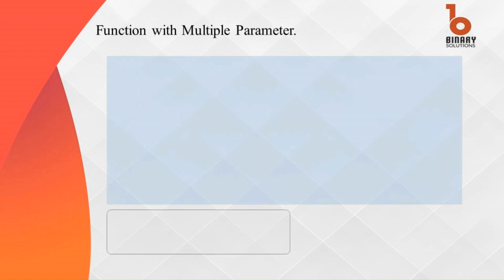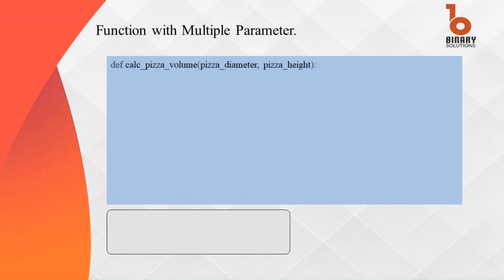Now, let's dive into multiple or no parameters. When defining a function with multiple parameters, each one is matched with an argument in the call. First parameter to the first argument, second to the second, and so on.